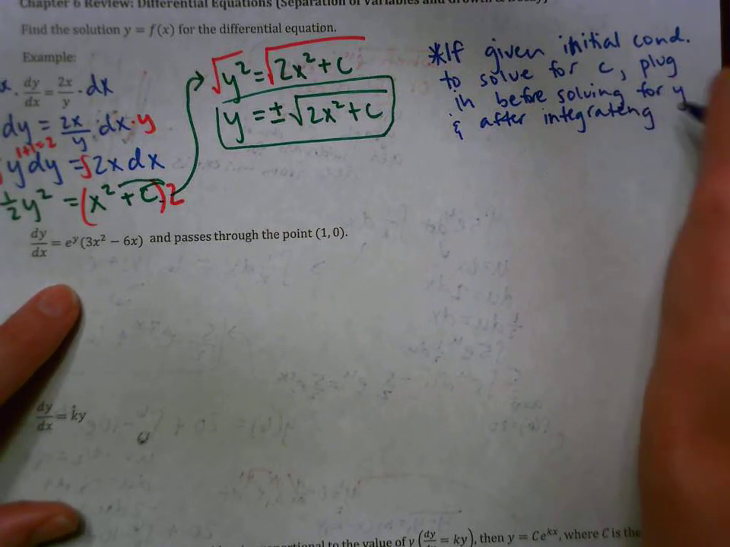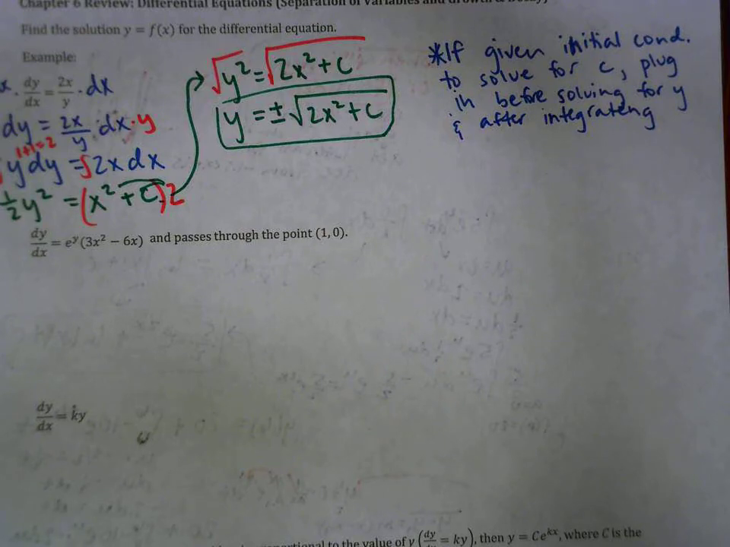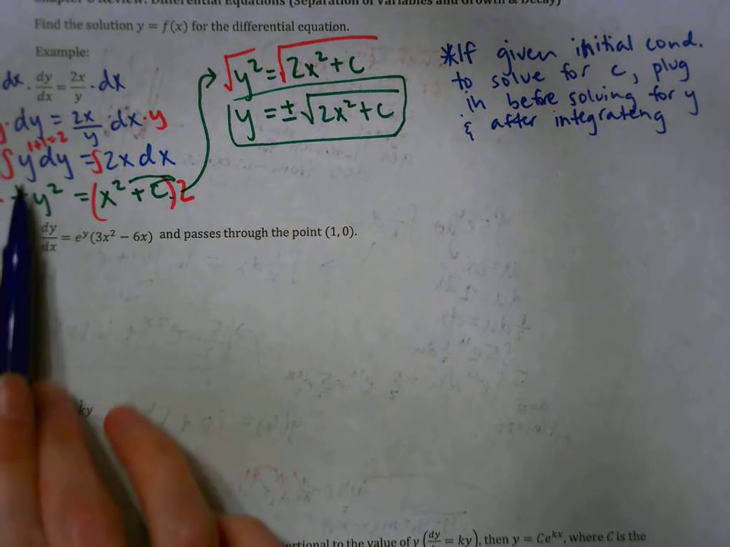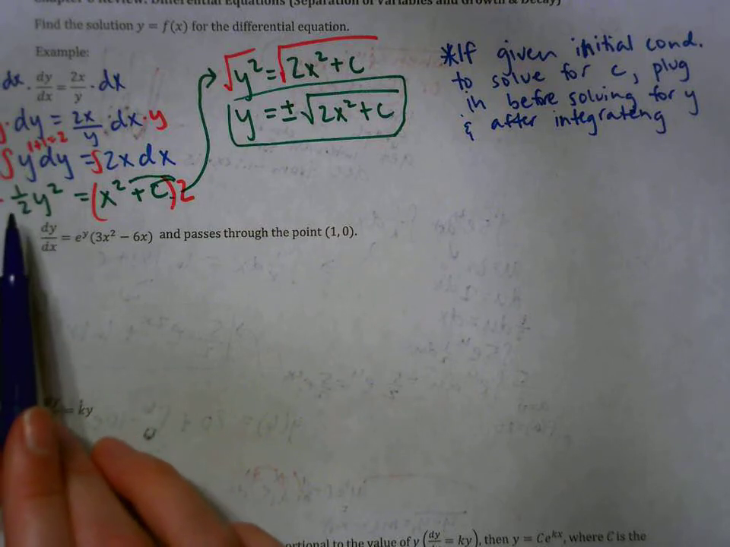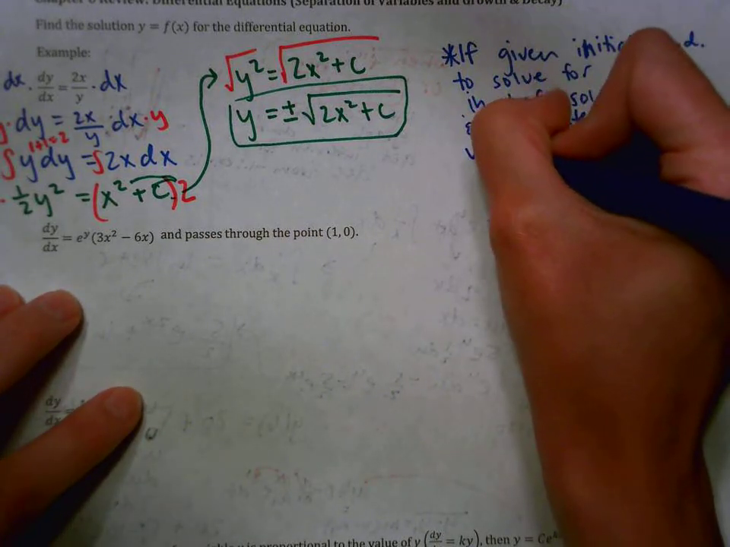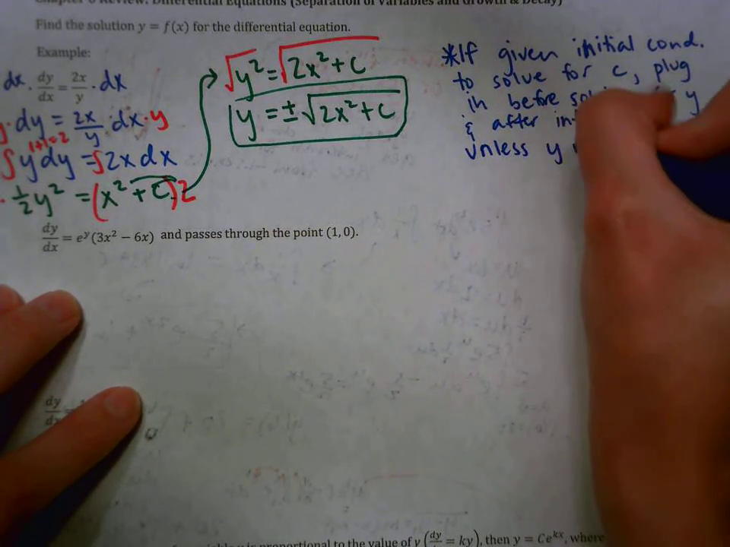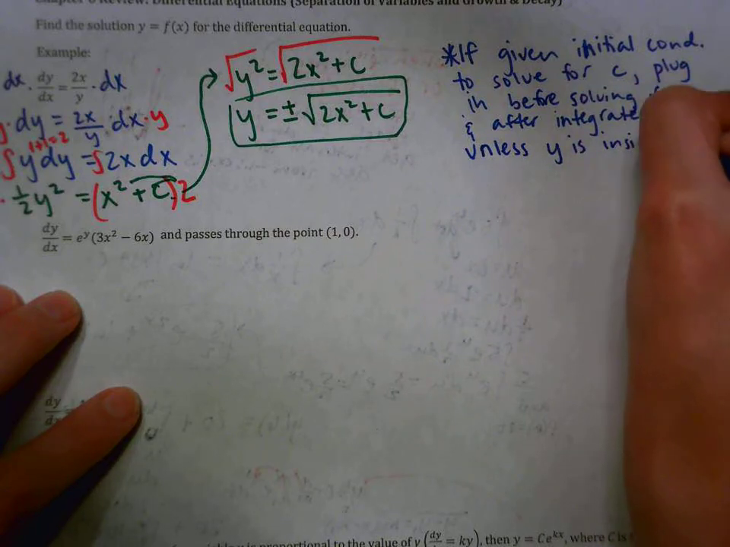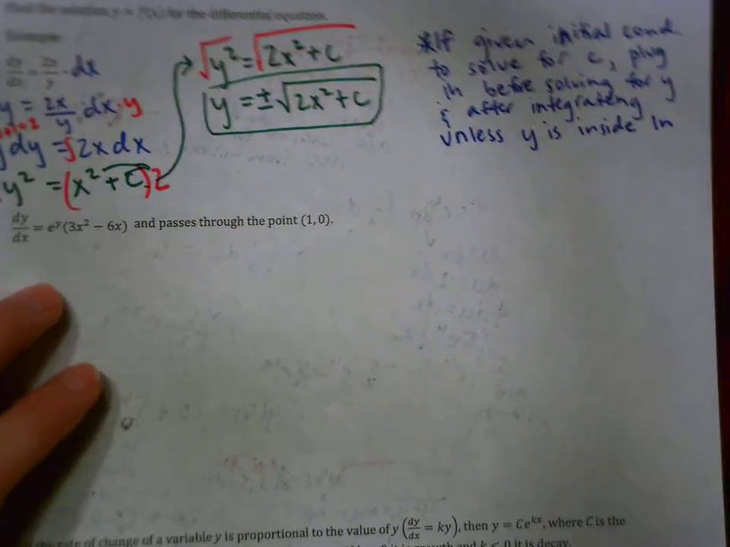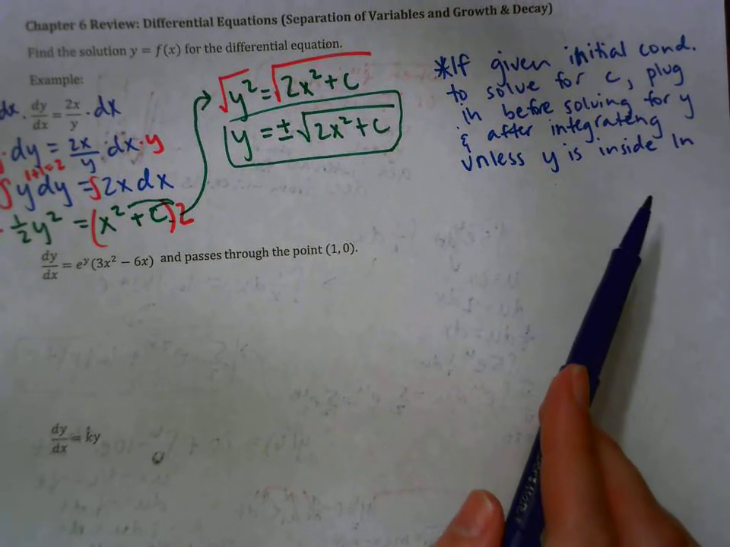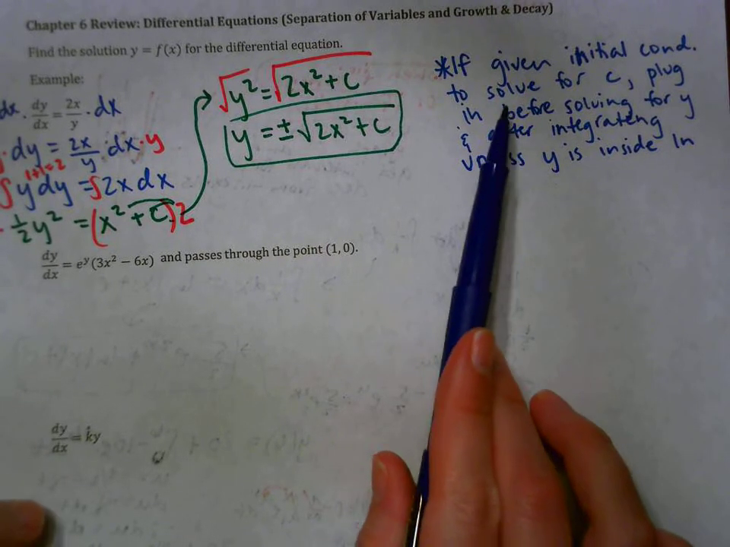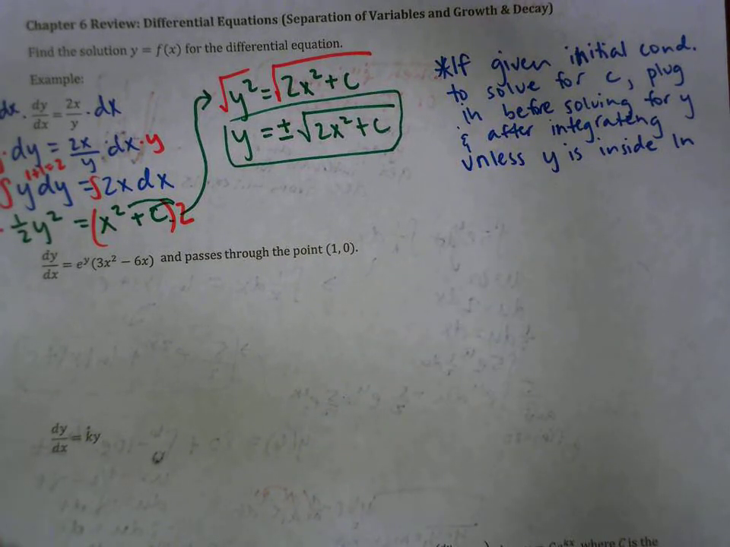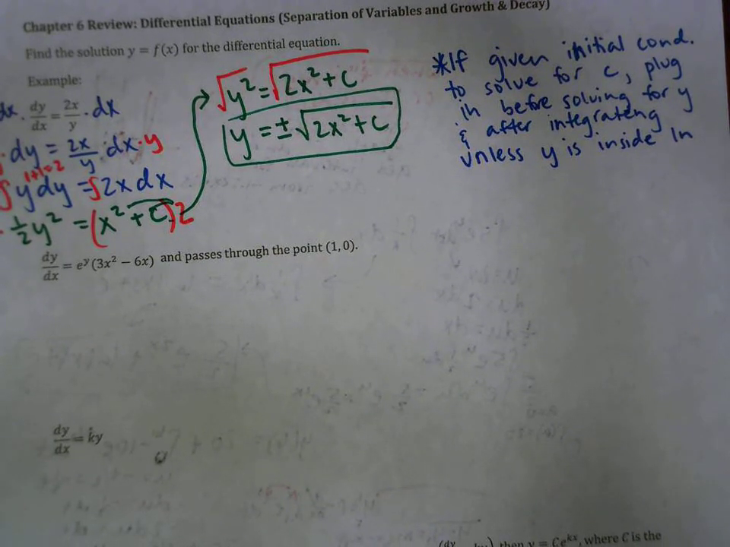Integrating is probably better English, and after integrating. Now, I will say the exception is if when you integrate y and it's inside a natural log, then it might be easier to solve for y first. So I'm going to say unless y is inside ln. If y ends up being inside a natural log, I would get it outside the natural log first. But any other case, I would solve for my c before my y. I don't know if that made sense, but maybe as we do questions it will.